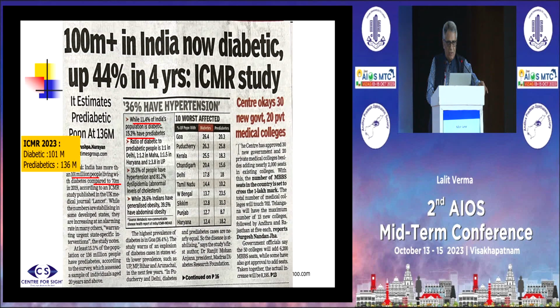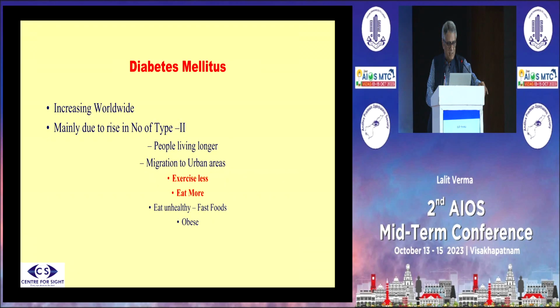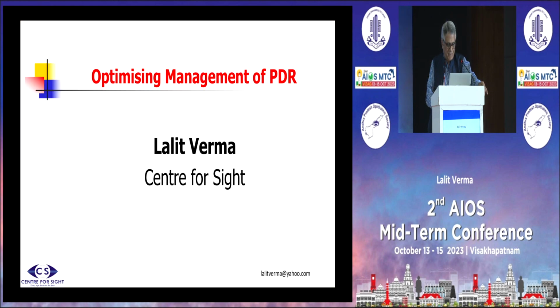You see, diabetes, you all know, is increasing. A couple of months back, we used to talk of 77 million diabetics. Today, we are 101 million diabetics, and 11.4% of India's population is diabetic. Primarily because all of us eat more and exercise less. That is the whole reason diabetes is increasing, not only amongst the general population, but even amongst physicians and ophthalmologists.